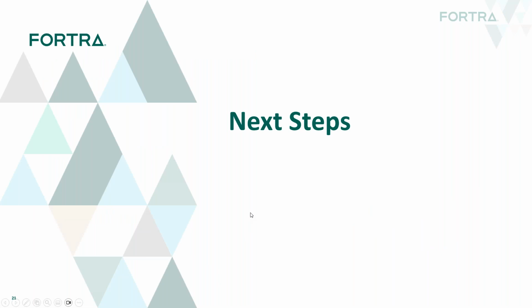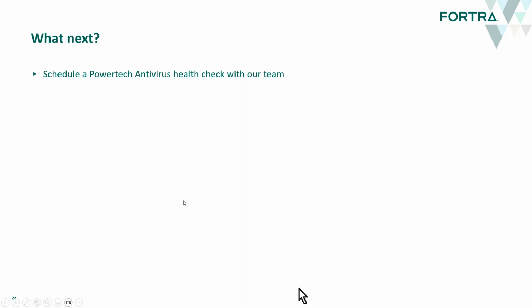All right, next steps. What are you guys going to do? You sat here and listened to me talk for 40 minutes about Powertech Antivirus and all the things it can do. You can set up a health check with our team. We are happy to do that quick health check, run through all those things we were just talking about, making sure that things are set up correctly so that it is going to give you that maximum protection on the system. So you can drop it in the questions panel here in the webcast, and we'll follow up with you on that, or reach out to your account executive and they'll get you set up with a health check.